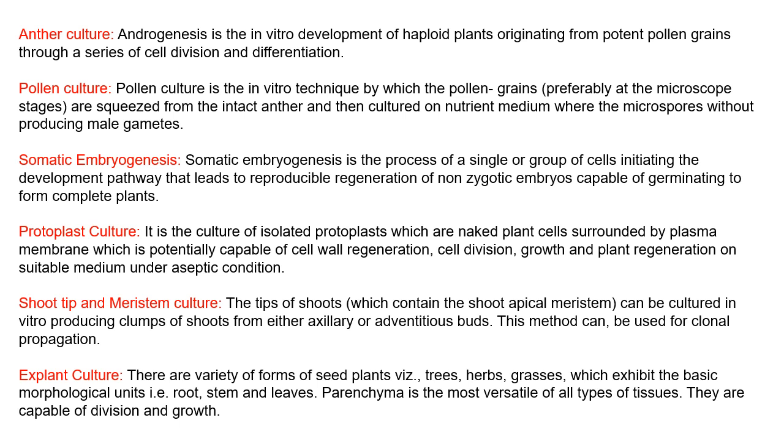So there are a variety of forms of seed plants. Okay, that is trees, herbs, grasses, which exhibit the basic morphological units, that is root, stem, and leaves. Parenchyma is the most versatile of all types of tissues, and they are capable of division and growth. That is why a small piece of stem which has some growing buds, axillary buds, can be used as an explant, or a piece of leaf, or even young tendrils. Some plants produce tendrils, so even that can be used as an explant culture.